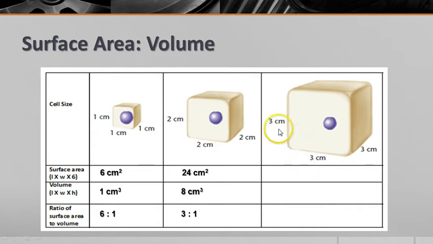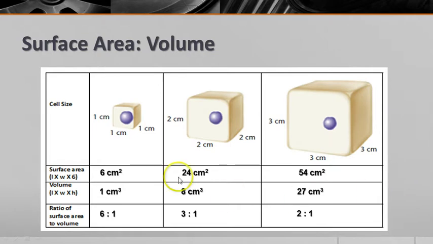When we triple the size of the cell, or the length of a side, 3 times 3 times 6 is going to be 54 square centimeters for surface area. 3 times 3 times 3 is going to be 27 cubic centimeters of volume. And so the surface area to volume ratio in this case is 2 to 1.